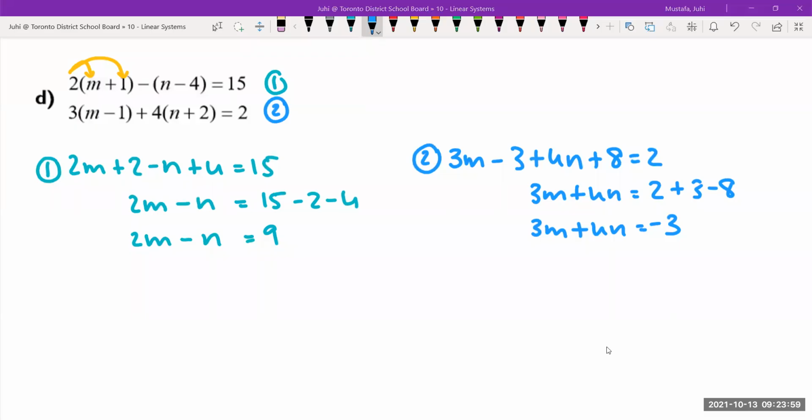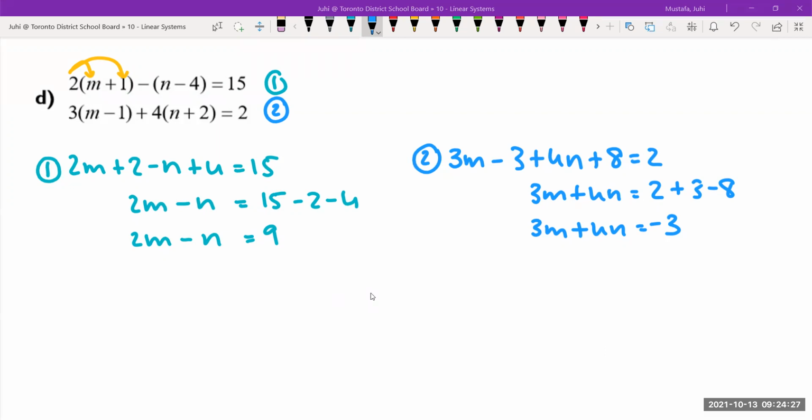We took equation 1, we distributed everything outside the bracket, and then we got rid of the brackets. We did the same thing for equation 2, and now we're going to decide. So we have equation 1 over here. We have equation 2 over here. Should we use substitution? Should we use elimination? Could you do substitution for this question easily? You could, because look, n is all by itself here, right? So technically you could do that, but we're going to practice elimination because we did substitution for the other one.